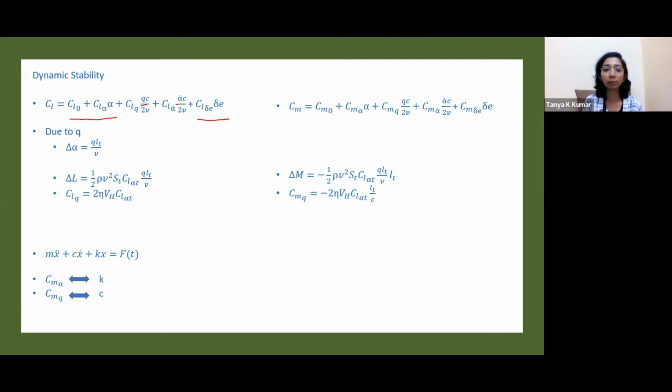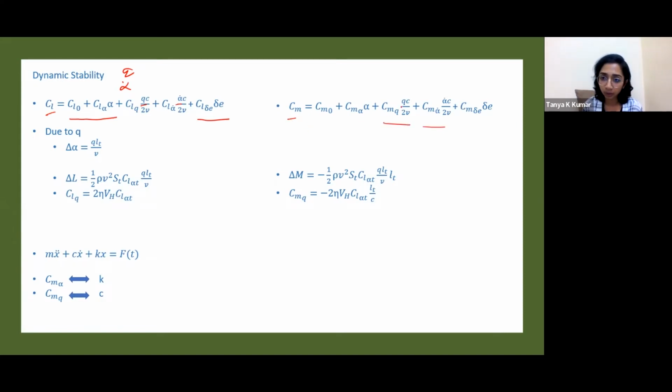Okay, so when the time aspect comes into play, you have two new parameters, that is pitch rate Q and alpha dot, the rate of change of angle of attack. Both of these terms are over a period of time. These two new terms come into play in your CL, the coefficient of lift, and CM, the pitching moment coefficient. So these two new terms are added into your linear approximations of CM and CL. You can see them here and here.